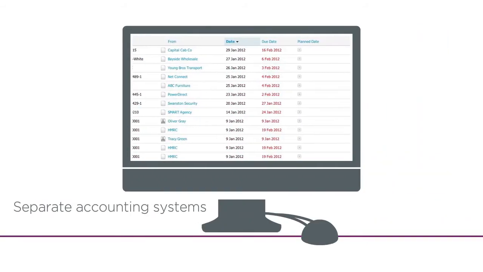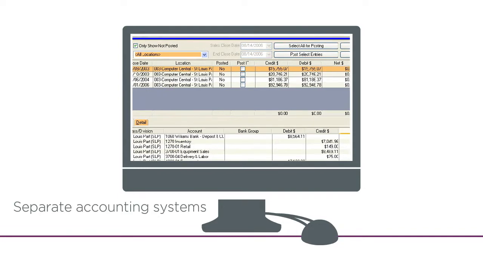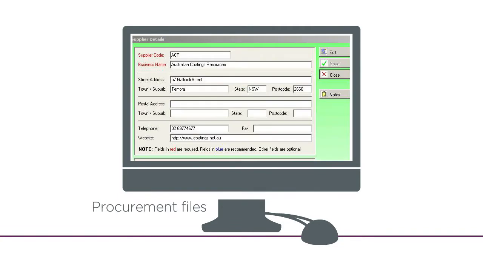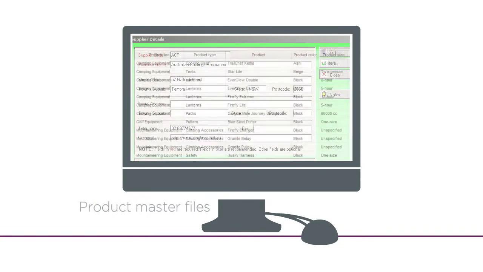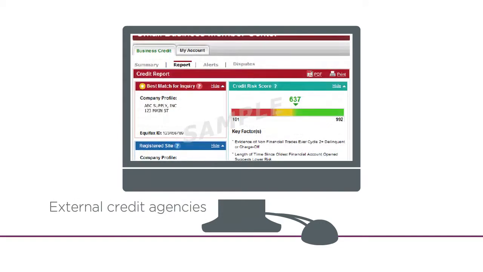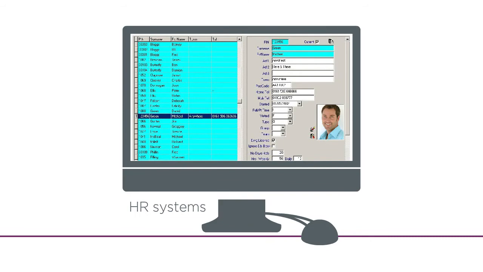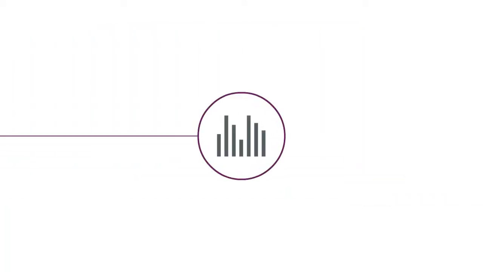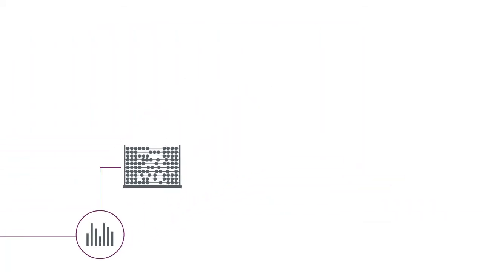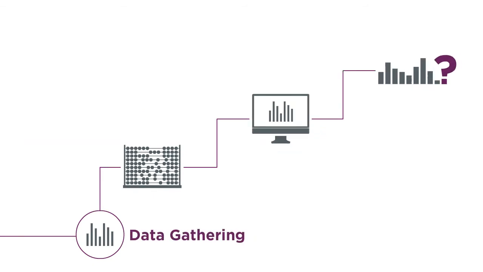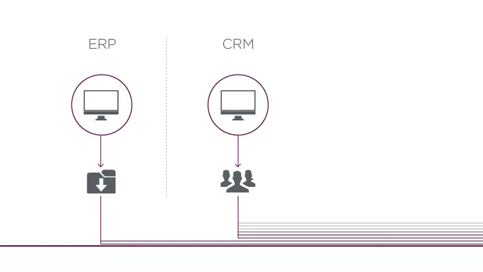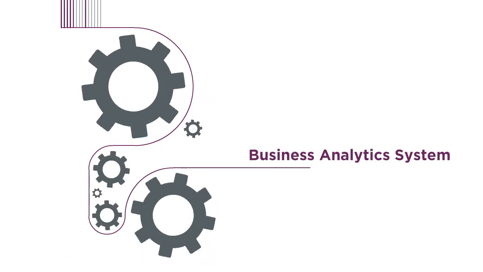Data may need to come from separate accounting systems with identifiers that do not always match up, procurement files for supplier terms and contract conditions, product master files, external credit agencies, and employee master files from one or more HR systems. The first job is to get a copy of all the data into our analytics system so we can work with it efficiently. Using ETL tools, we can extract, transform, and load most of the data straight from the source and into the business analytics system.